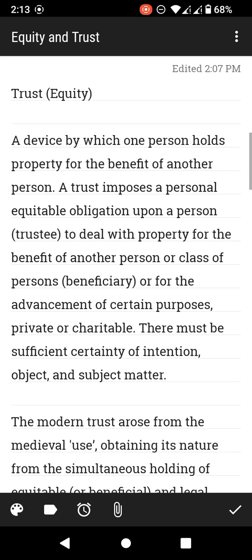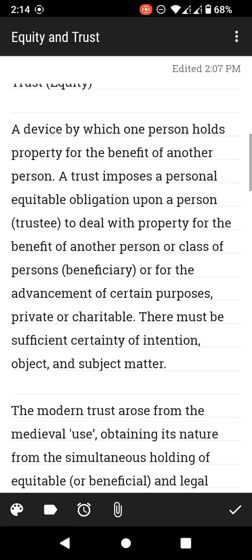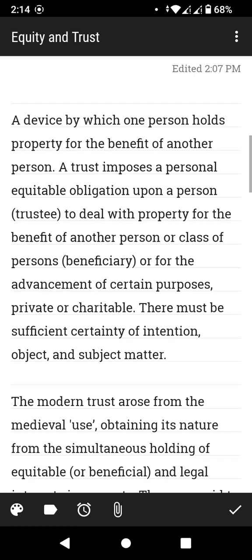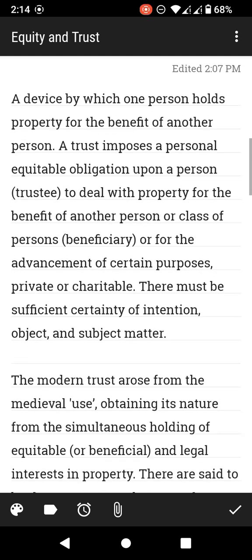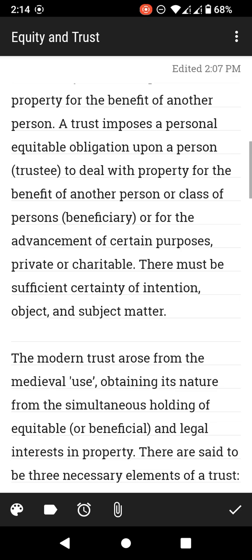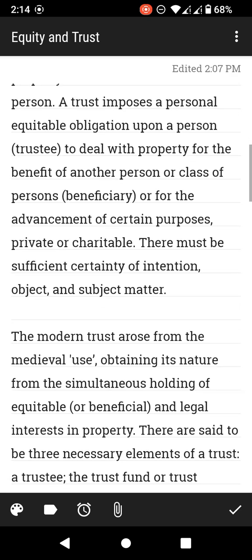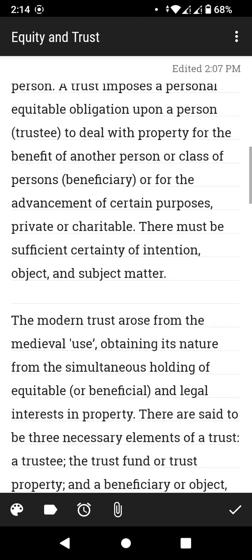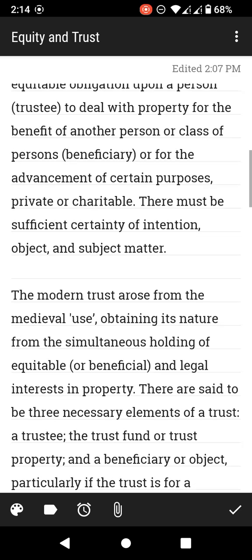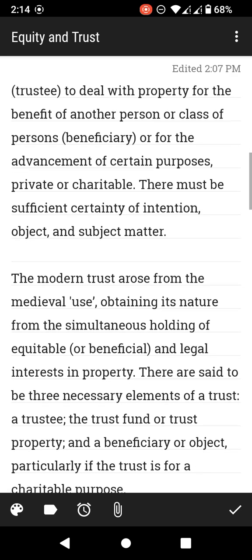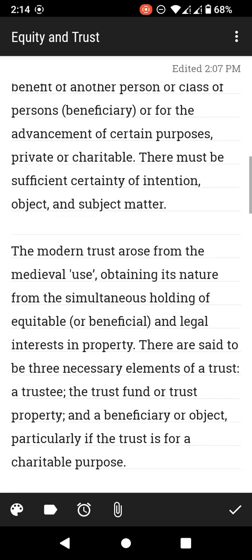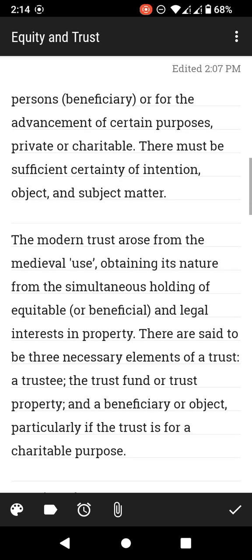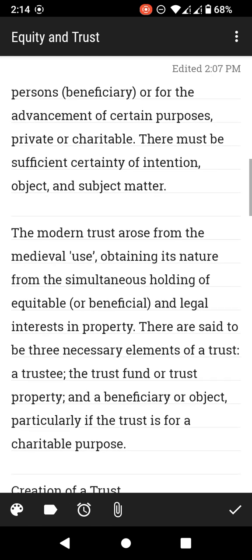The modern trust arose from the medieval use, obtaining its nature from the simultaneous holding of equitable or beneficial and legal interests in property. There are said to be three necessary elements of a trust: a trustee, the trust fund, or trust property, and a beneficiary or object, particularly if the trust is for a charitable purpose.